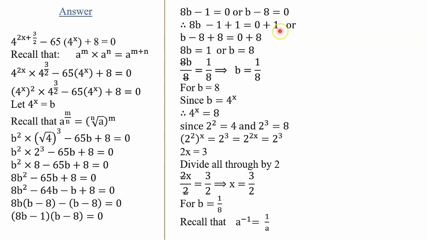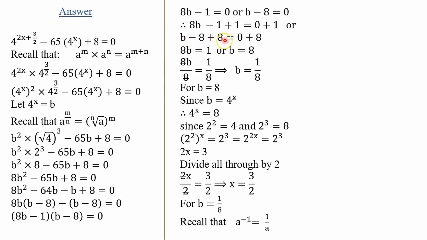8b is equal to 1. We are interested in making b the subject of the formula. So the best thing you do is what? You divide both sides by 8. Divide both sides by 8, and you have 8b divided by 8 is equal to 1 all over 8. Therefore, b is equal to 1 all over 8.